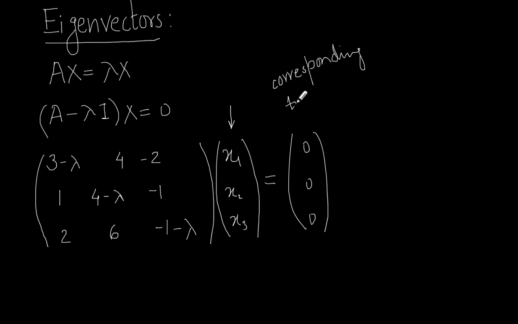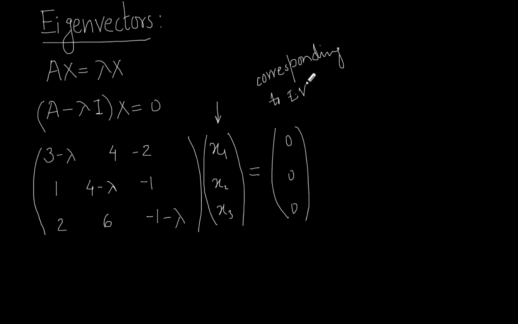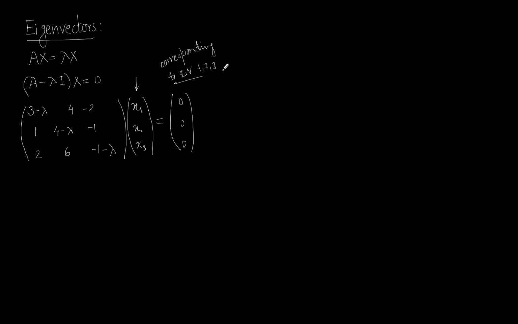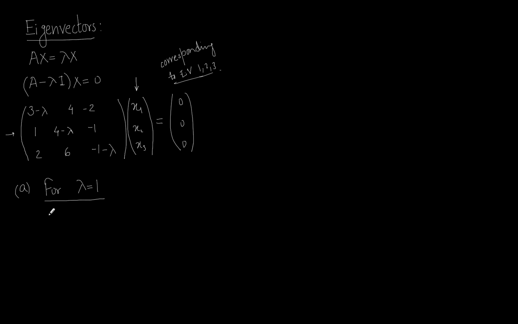We will put the values of lambda as 1, 2 and 3, and then find the corresponding eigenvectors. Let us start with the case when lambda is equal to 1. The matrix A minus lambda I will become 2 4 minus 2, 1 3 minus 1, 2 6 minus 2.